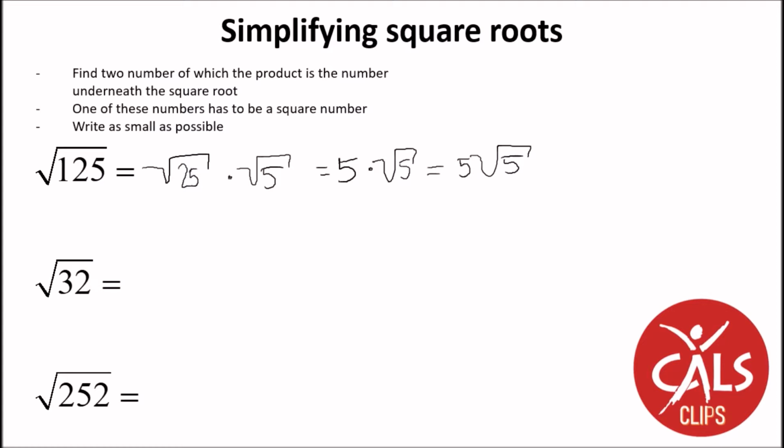The square root of 32, so I can easily see it like the square root of 4 times the square root of 8. And I know 4 is a square number, so I can write this like 2. And then I have the square root of 8.